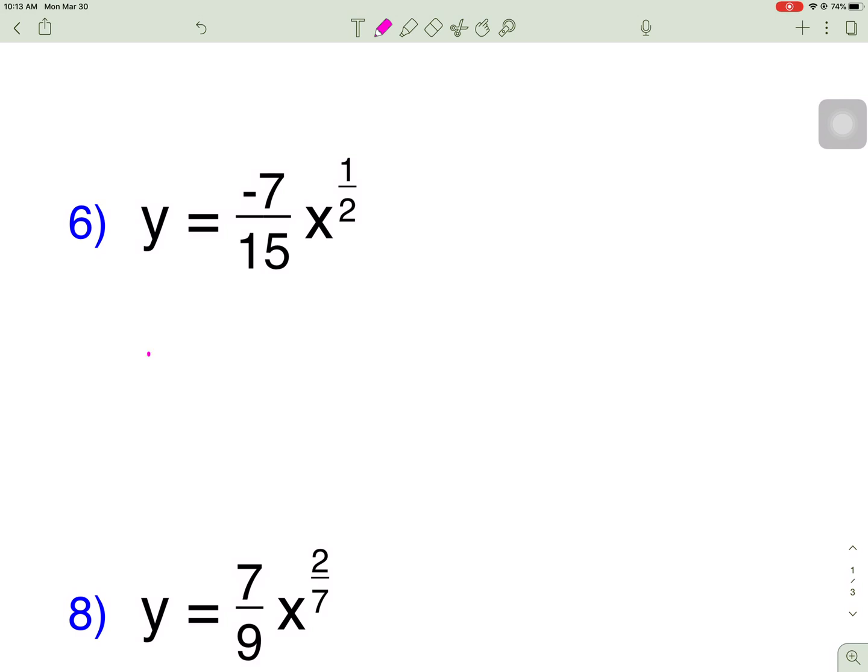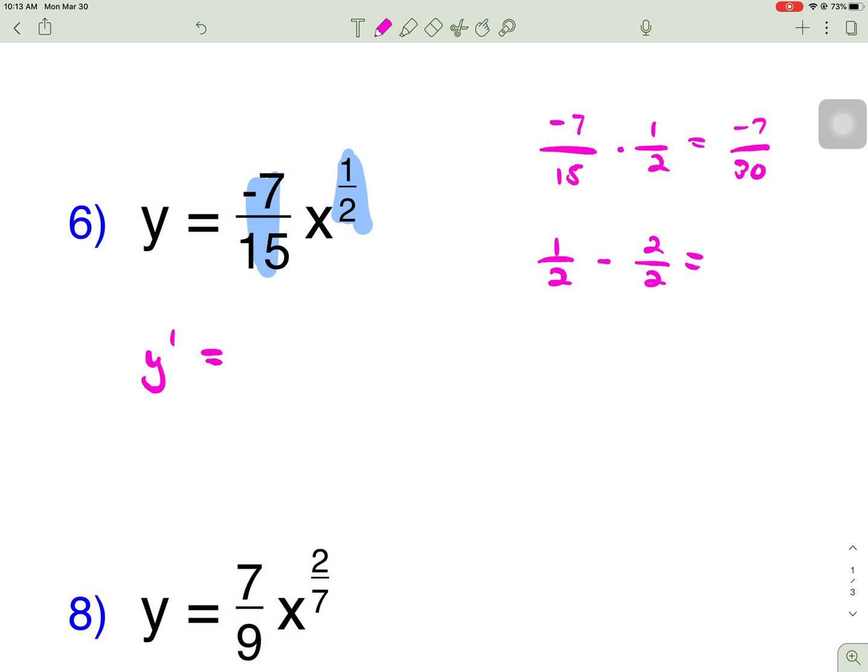Okay, so y prime is going to be, well, remember, multiply and decrease the exponent by 1. Well, some side work. What's negative 7 over 15 times 1/2? That's negative 7 over 30. And then what's 1/2 minus 1? Well, I don't want to write minus 1. I want to write minus 2 over 2, which is negative 1 over 2.